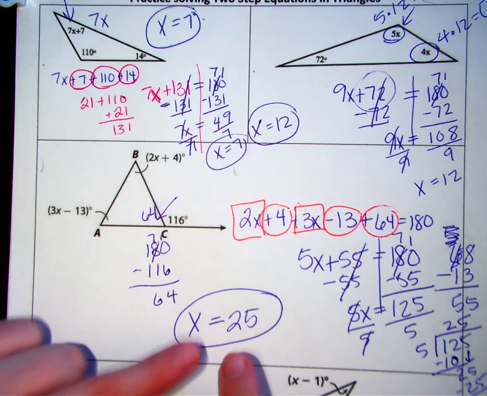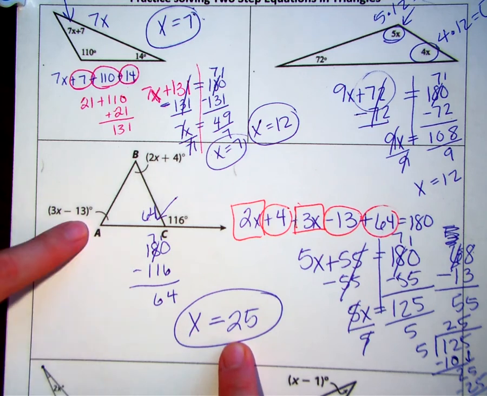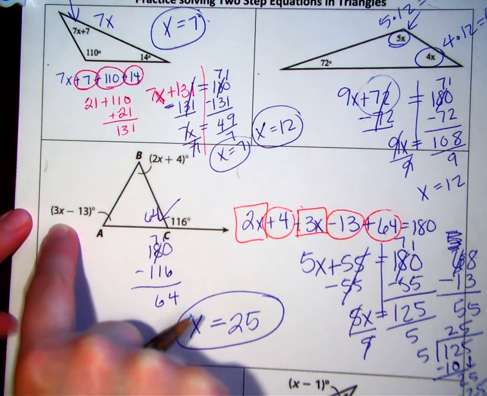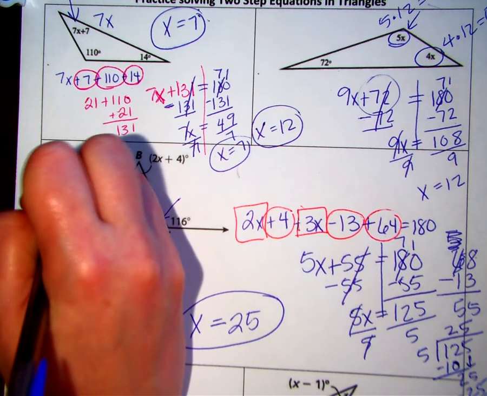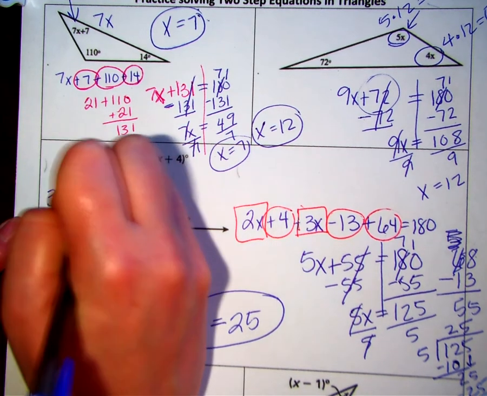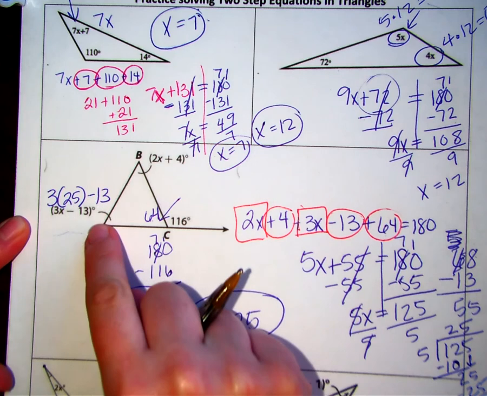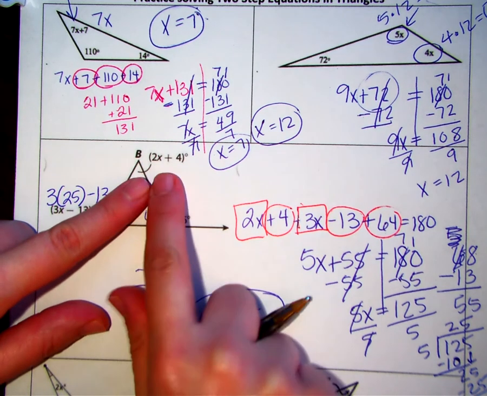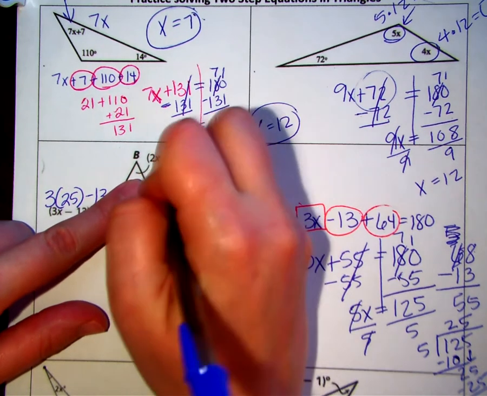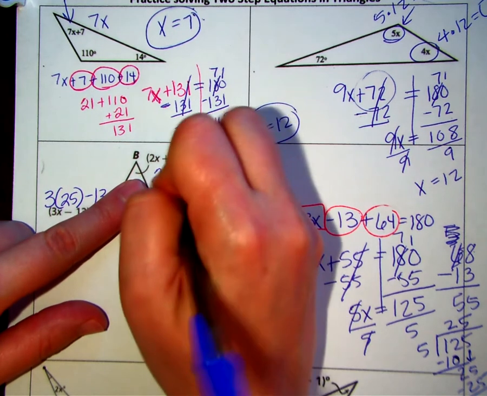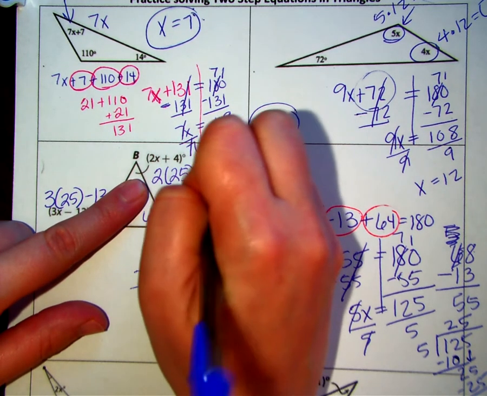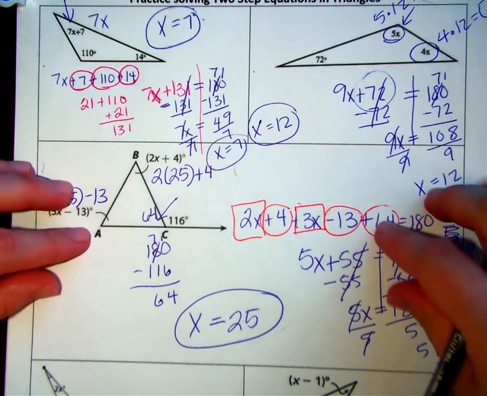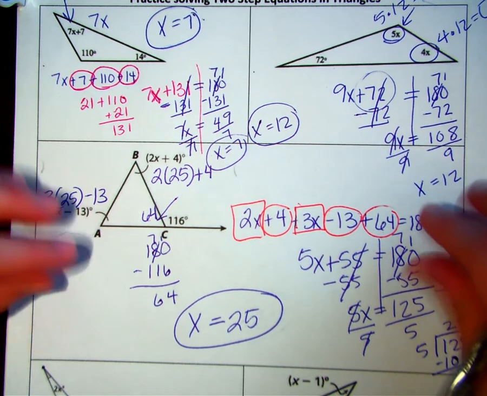That's just x. If it's asking you for a, you're going to take the 25 and replace the x with 25. So you would do 3 times 25 minus 13 to figure out a. If it asks you for b, you're going to replace the x with 25 and then solve. So this would be 2 times 25 plus 4. And then you've got to solve it, okay? So that's why this problem has a lot going on with it. Yeah, it is a harder problem.